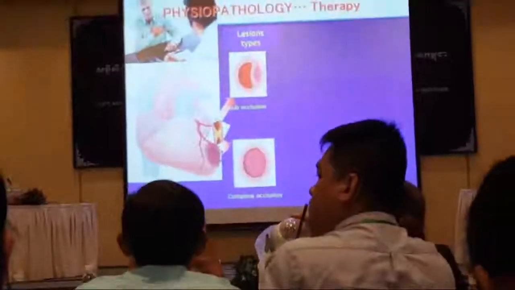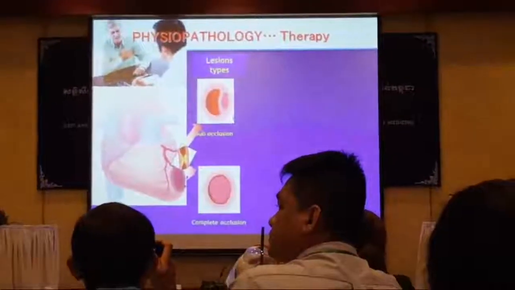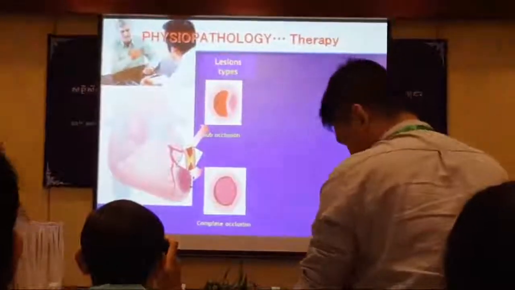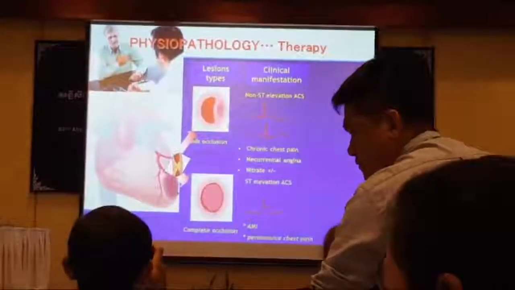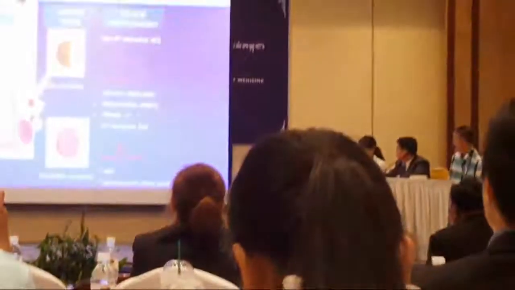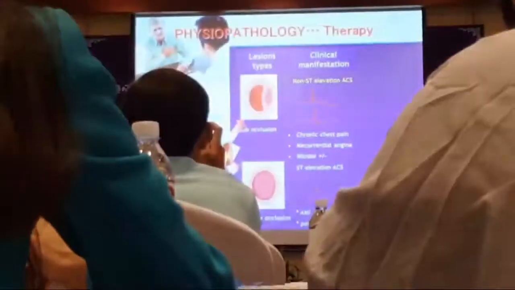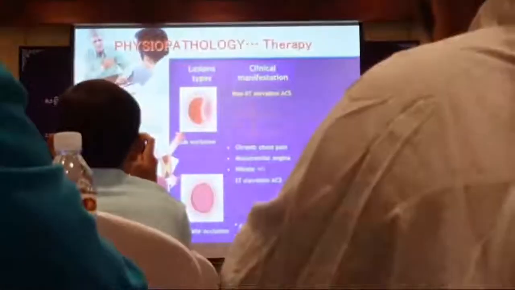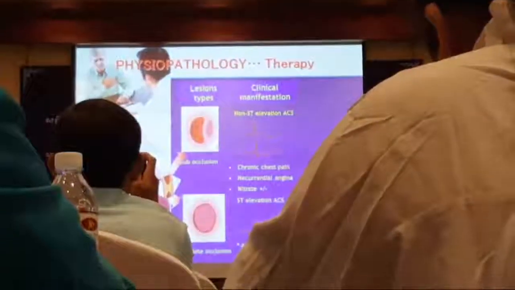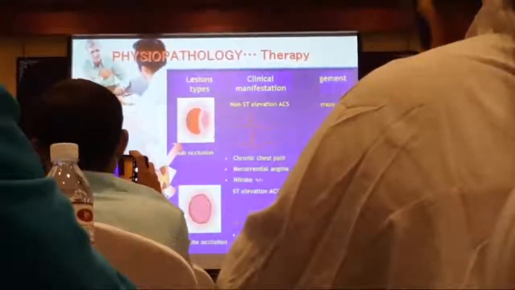According to the starting time, I will talk a little about the pathophysiology. Lesion types are divided into two: subocclusion and complete occlusion. As the name shows, subocclusion is not a complete occlusion. For clinical manifestation, we have non-ST elevation ACS, chronic chest pain, nitrate-dissolved angina, non-ST elevation ACS, acute myocardial infarction, and permanent chest pain.